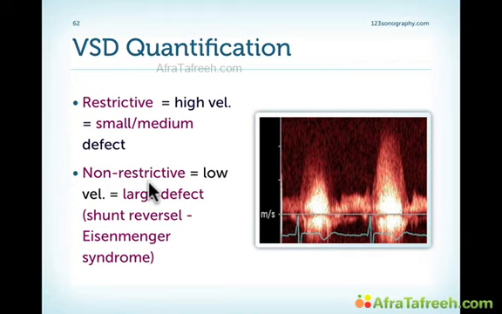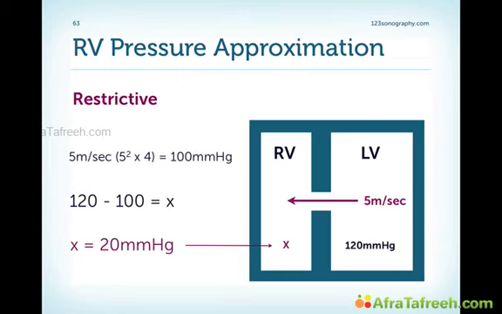When we talk about non-restrictive ventricular septal defect, this means that there is no longer a significant pressure difference between left and right ventricle. This is the case in large defects when the patient has developed severe pulmonary vascular disease and Eisenmenger syndrome, and this is typically then followed by a shunt reversal, and the patients will develop a bidirectional and eventually net right to left shunt, and this will cause cyanosis, and this is then the typical aspect of Eisenmenger syndrome.